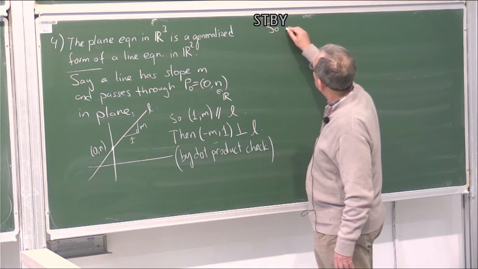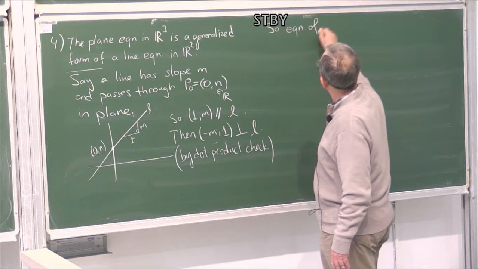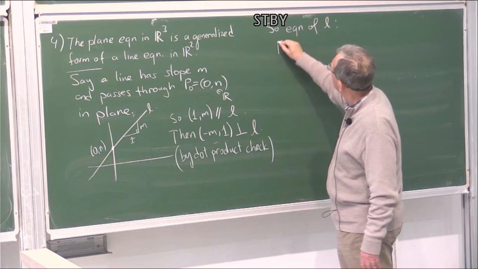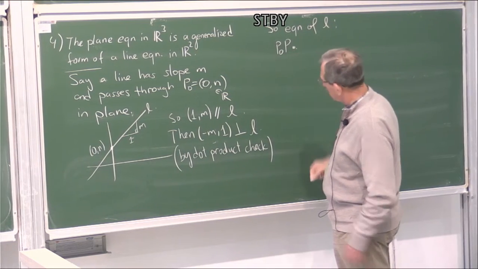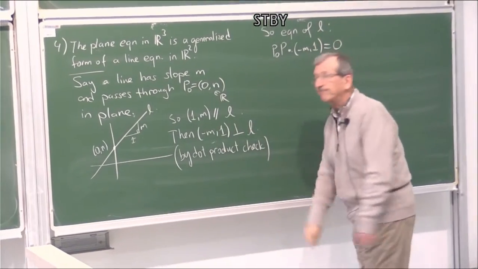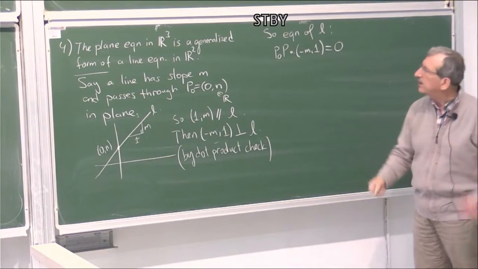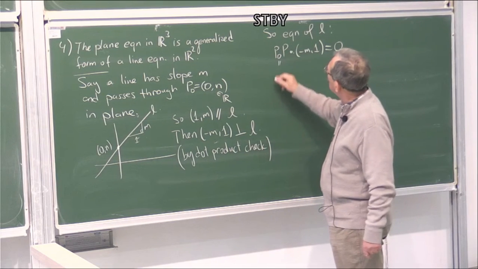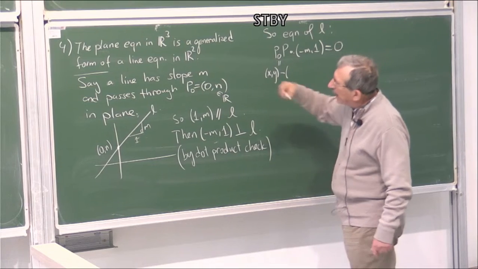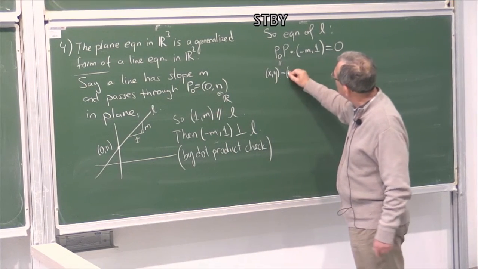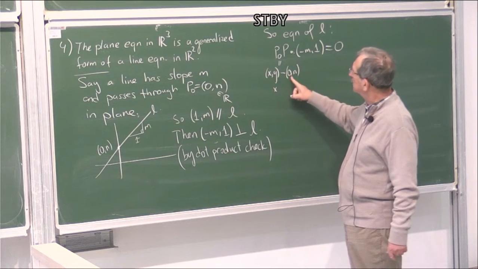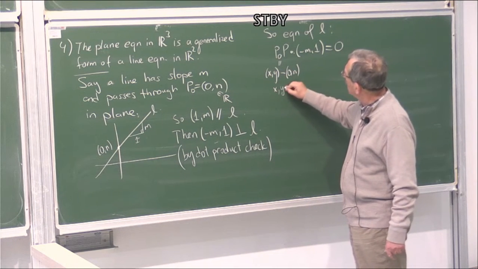So the equation of L would be P0P dot (minus m, 1). This is our claim. Let us see. What does this say after all? This is (x, y), we are in the plane, minus (x0, y0), but it is (0, n). So it is (x, y minus n).